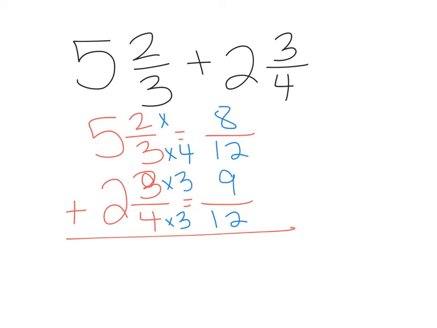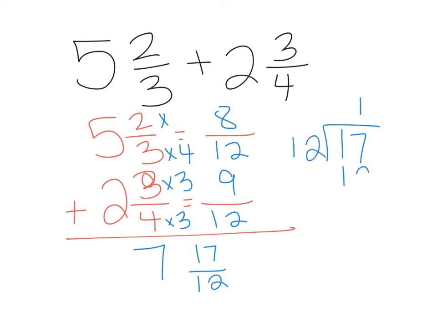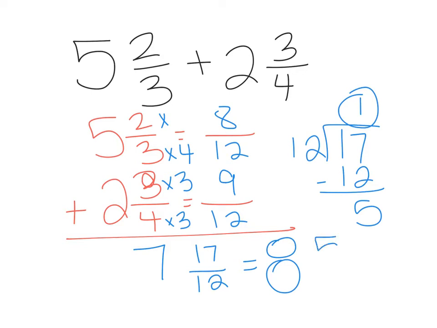So now we have common denominators, we can just add them. So that becomes 17 twelfths. Add your whole numbers. Again, now we have 17 twelfths, which is an improper fraction. So we've got a top-heavy fraction and we divide it. So 17 divided by 12 goes in one time with 5 left over. So we're going to take that whole number and add it to the 7. So we get 8 whole with 5 left over, and your denominator stays the same. So 8 and 5 twelfths.